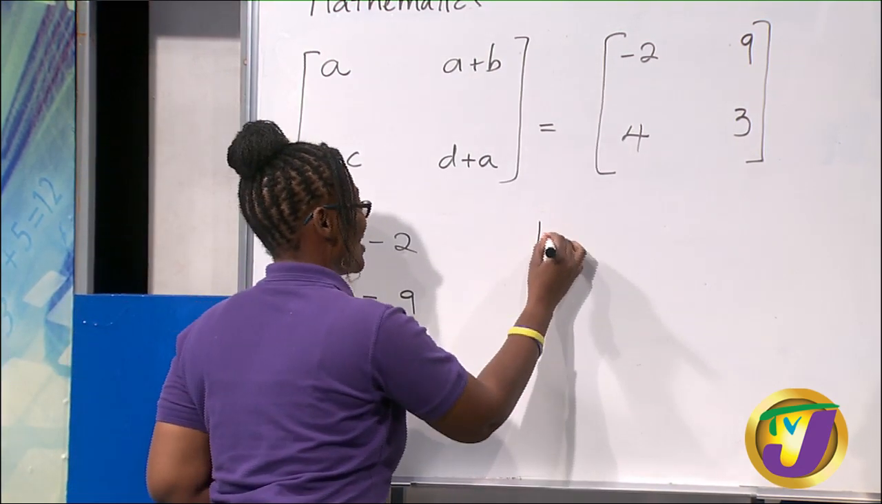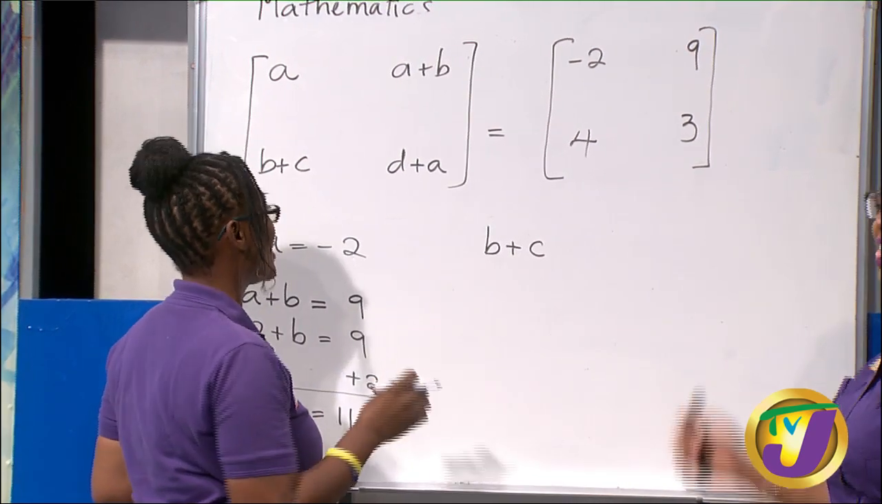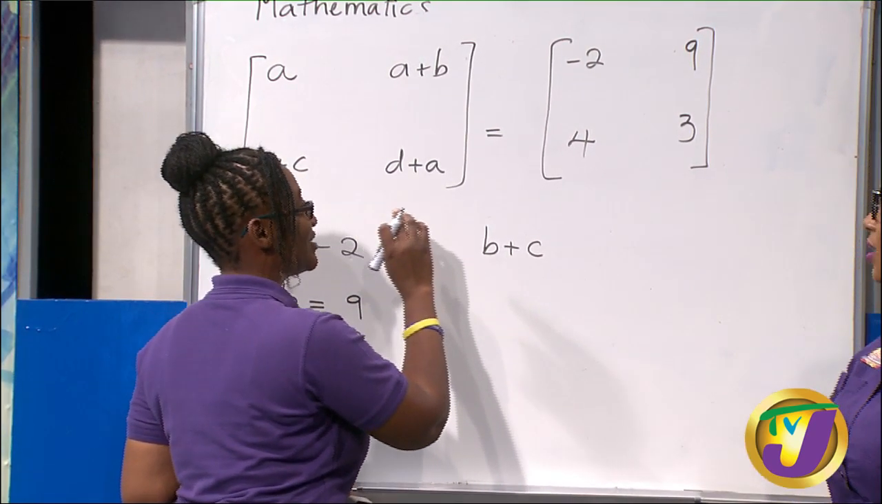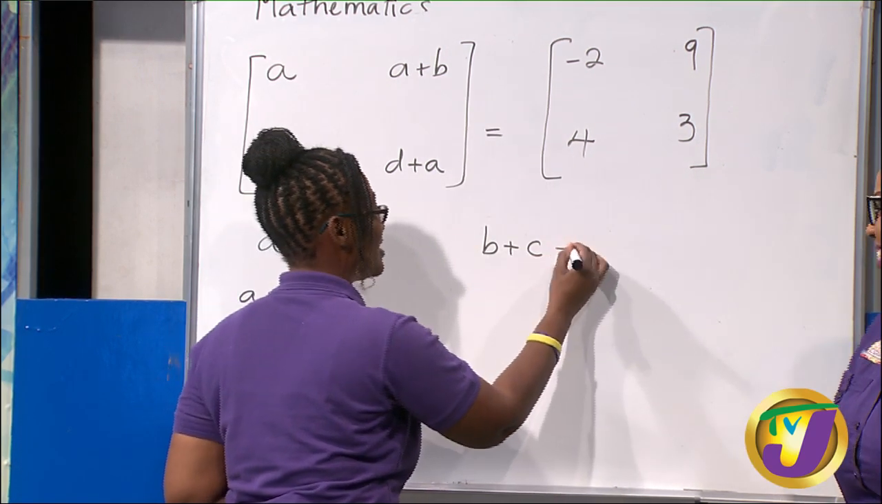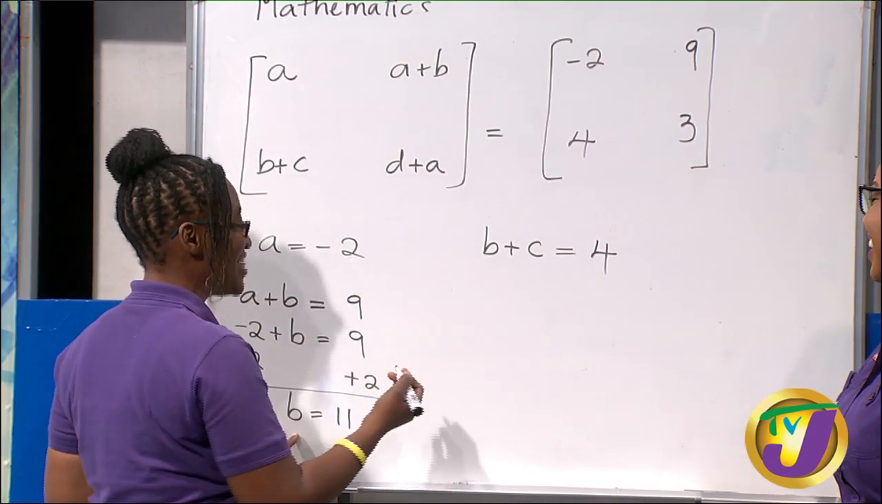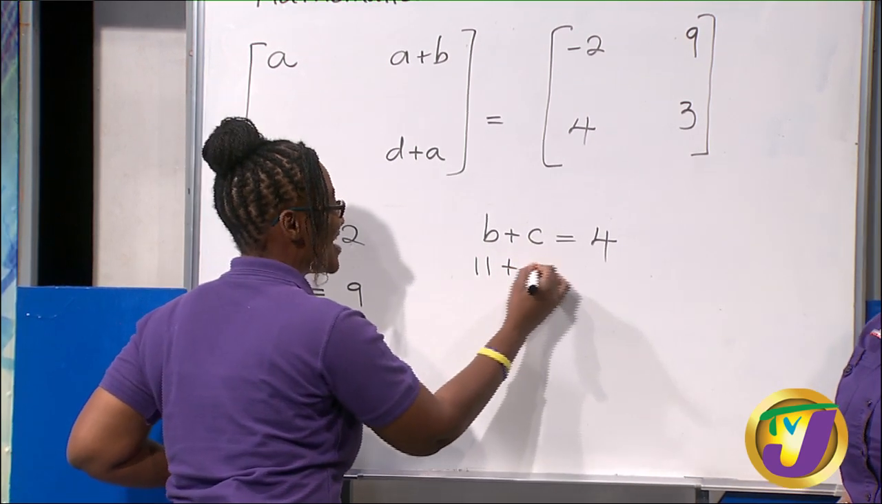I dread the fact that I'm going to say this corresponding thing again. B plus C is corresponding with 4, and since they are equal matrices, B plus C is equal to 4. We know that B is 11, so we can substitute our 11 there.